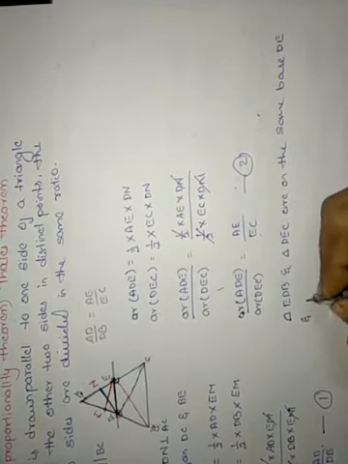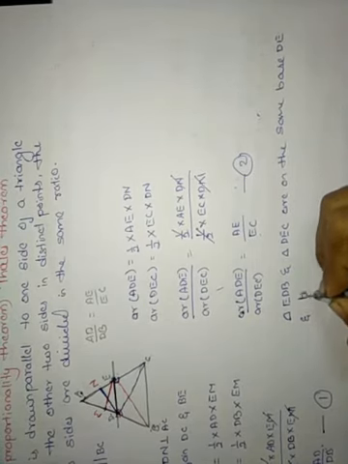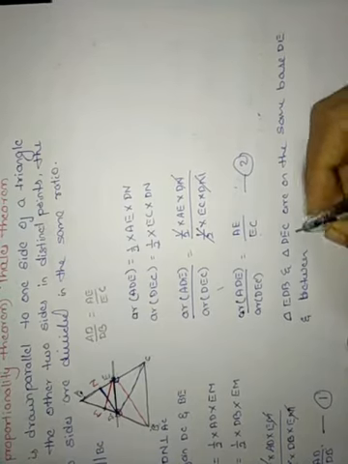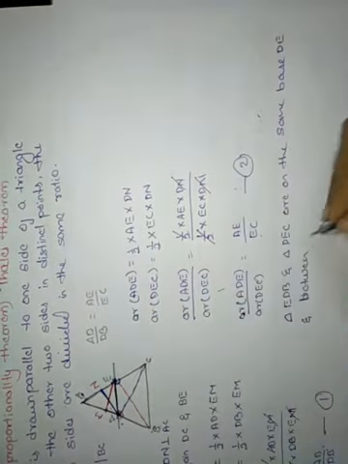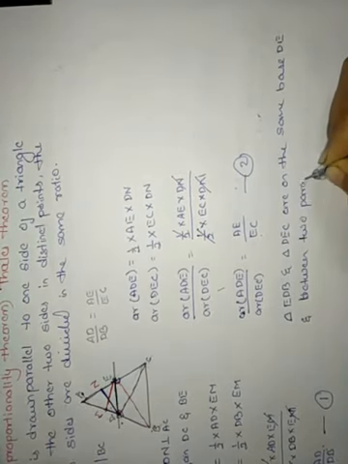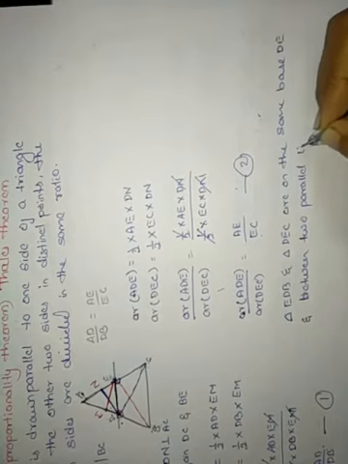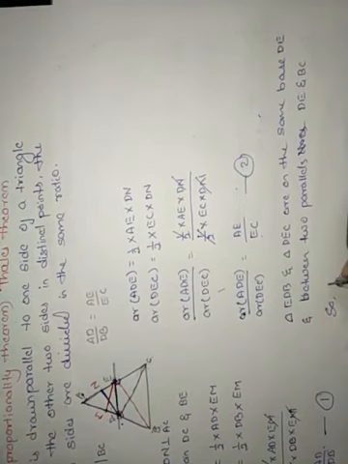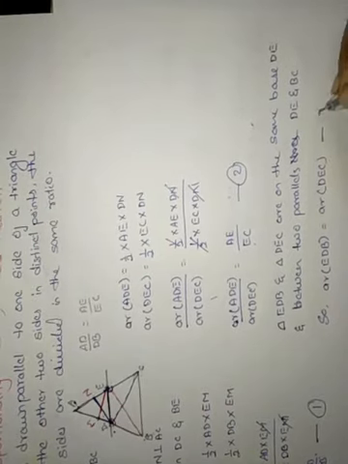And between two parallel lines, between two parallels DE and BC. So area of triangle EDB is equal to area of triangle DEC. We'll call this equation 3.